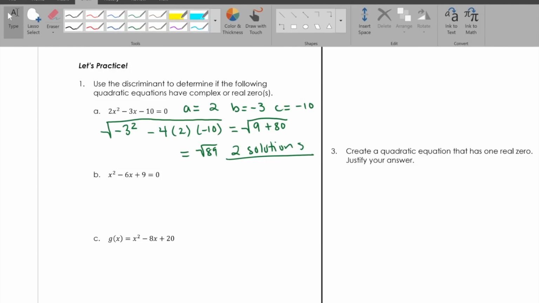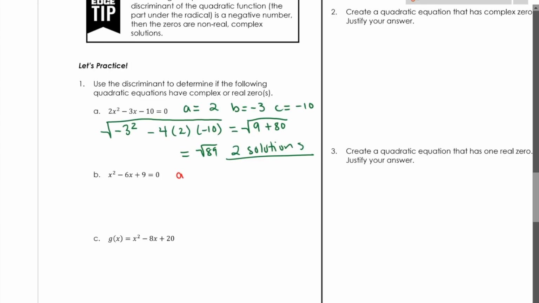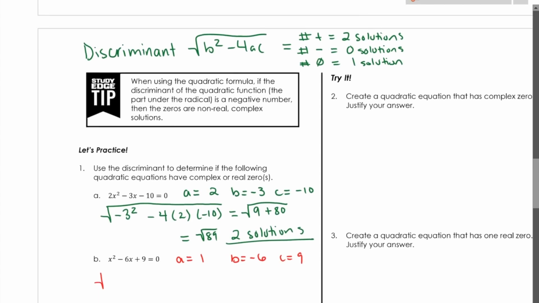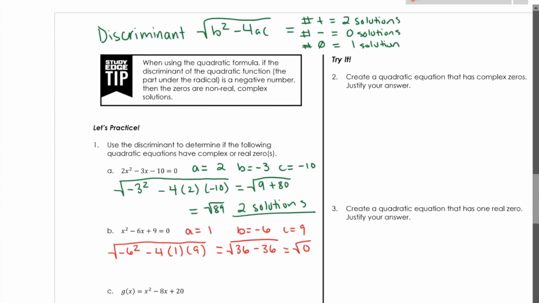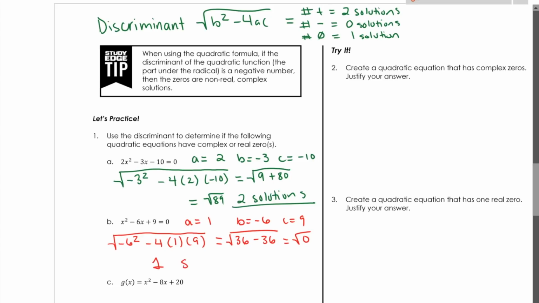Let's do another one. Okay. For b, I have x squared minus 6x plus 9. So once again, identify your a. Your a is 1, the b is negative 6, and the c is 9. So I use my formula. It's b squared, so b is negative 6. So I have negative 6 squared minus 4 times 1 times 9. Okay. Negative 6 squared is going to be negative 6 times negative 6, and negative 6 times negative 6 is 36. Negative 4 times 1 is negative 4. And negative 4 times 9 is negative 36. Okay. This answer, 36 minus 36, is just going to be 0. So if I look back at the top, if I have 0, I only have 1 solution.